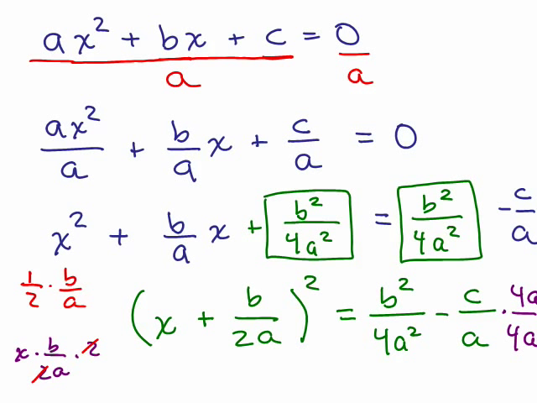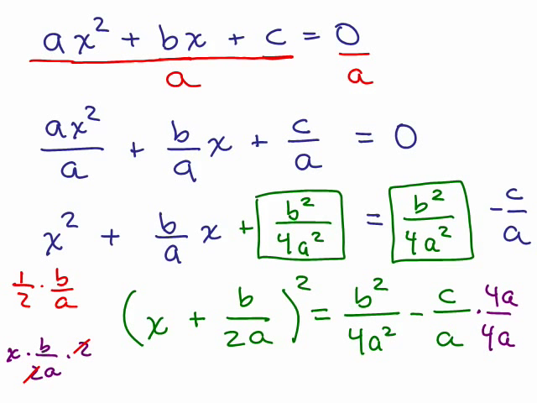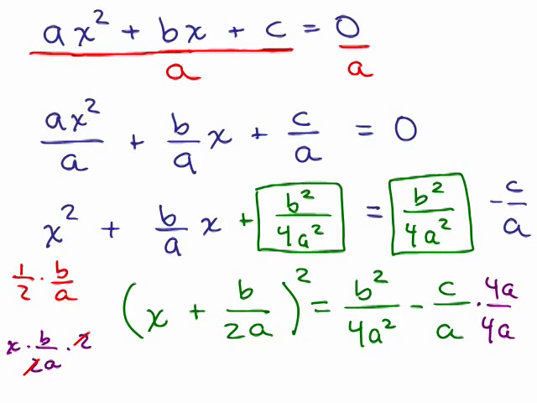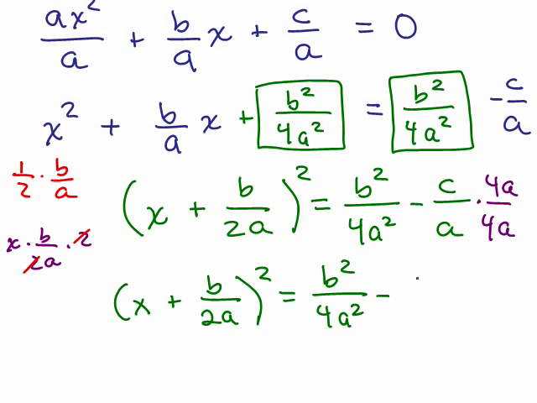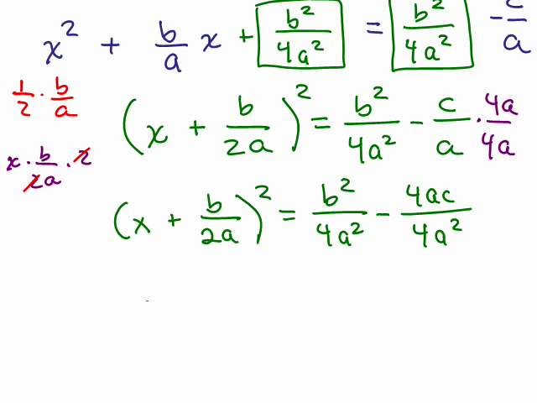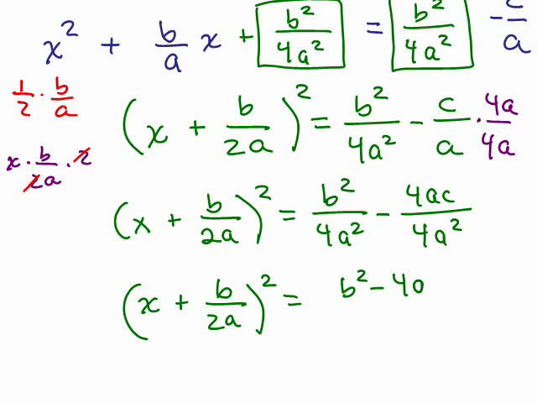Okay, hopefully you can see all that. All right, so what do we have? Keep on going. So I've got x plus b over 2a squared. Now I have a common denominator. I have b squared over 4a squared minus, I'm going to write this as 4ac, just write it in alphabetical order, over 4a squared. So I have x plus b over 2a squared is b squared minus 4ac over 4a squared.